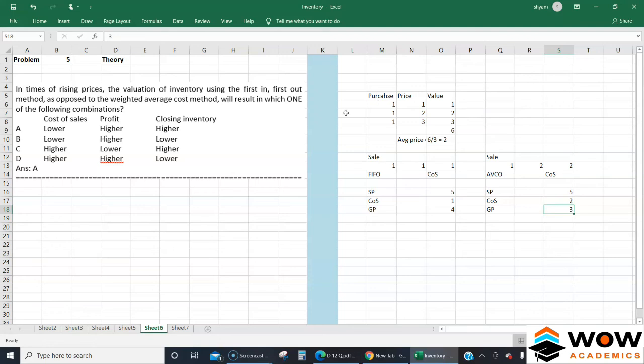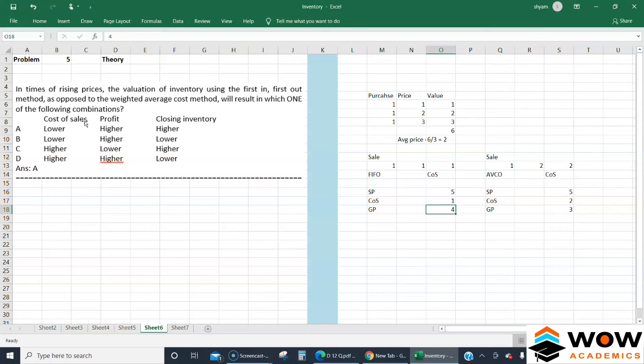The answer would be, he says, in times of rising prices, the valuation of inventory using FIFO as opposed to weighted average will result in what? If you are using FIFO, rather than weighted average, what would happen to your cost of sales? Your cost of sales would get reduced. It's lower. So the answer is going to be A or B. Next, what would happen to your profit? Your profit seems to be higher when compared to this method.